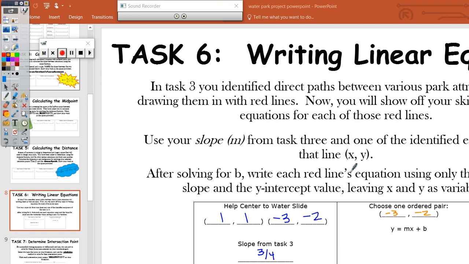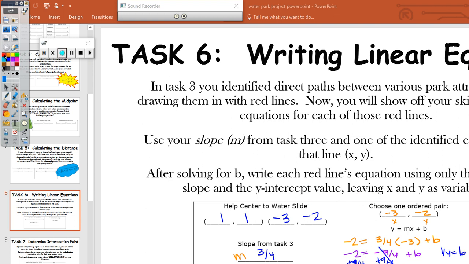You are welcome to pick the easier one. It's not a problem. You'll get the same answer no matter what you do. So we know that this is x and this is y, and here's my m, my slope. So y equals mx plus b. And I need to solve for b. So I take 3/4 and multiply it by -3, and this is where a calculator would really come in handy. That's going to be -9/4. And then since that's negative, I need to add to the other side. So I'm going to add 9/4 to both sides. And again, a calculator would be handy here. So -2 plus 9/4 is 1/4, and that's equal to b.